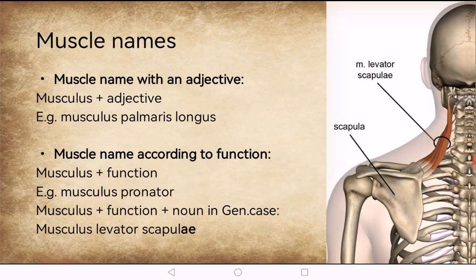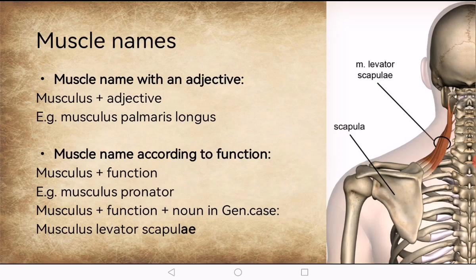The last thing we have to talk about is muscle names. There are two types of naming muscles. First is muscle name with an adjective. The word musculus stands for muscle and an adjective. For example, musculus palmaris longus, long palmar muscle.